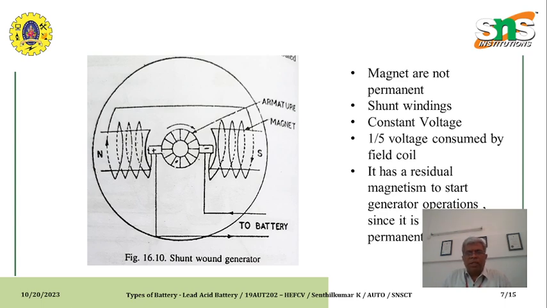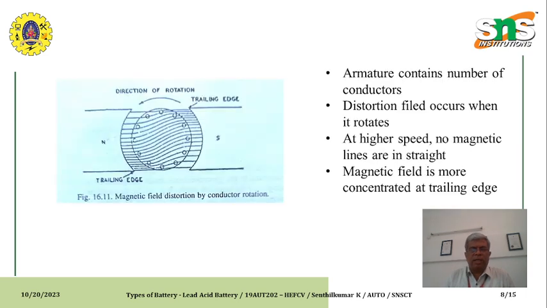Here there is residual magnetism to start the generator operation, since it is not a permanent magnet. That means some of the electrons flow reverse back to the field winding, so there is a loss. There is always a 10% loss for this shunt wound generator.